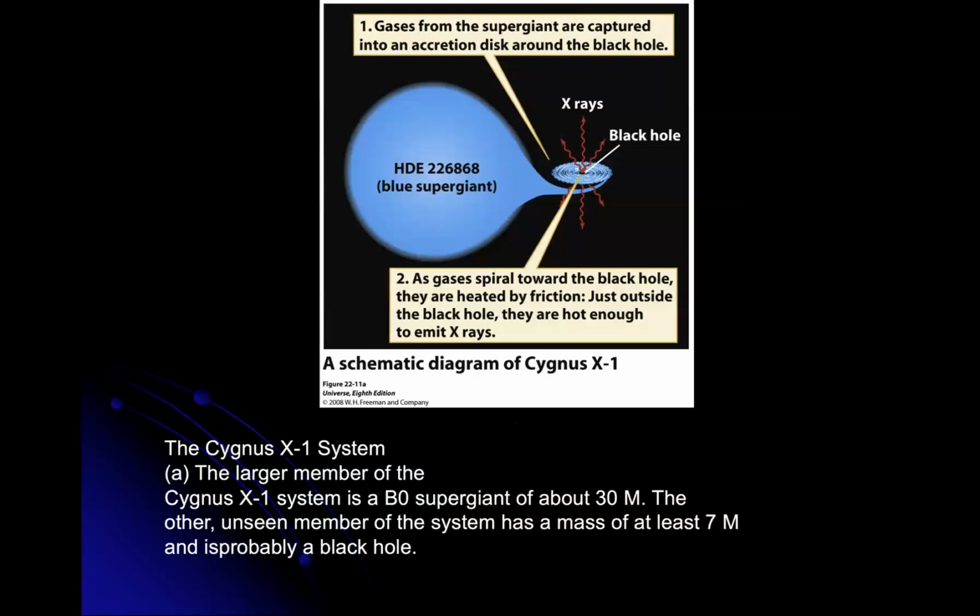Here is one very well-known area where we have detected and we know that there is a black hole for sure: the Cygnus X-1 system.